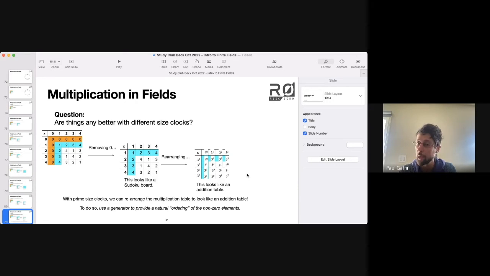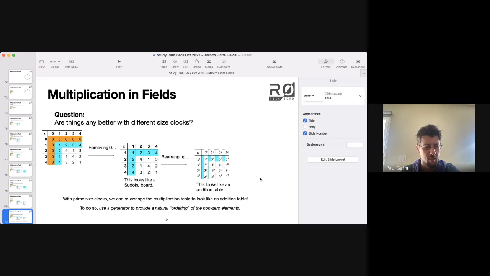I'm asking you to take a little bit on faith that if we took, say, a clock with 7 numbers instead of 5, we would still be able to find some generator. And if we rearranged our multiplication table in terms of that generator, things would look essentially just the same as they do here.